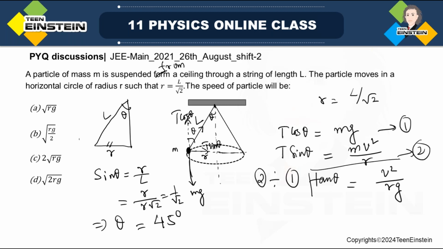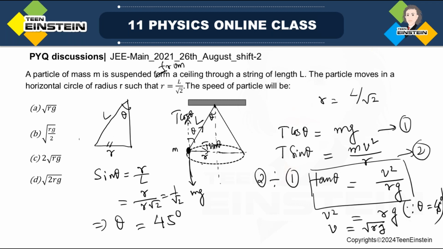Now if I put the value of theta, theta is 45 degree, then I get v square is equal to rg, as tan 45 degree is 1. So what will be v? The speed will be square root of rg. First option will be the correct answer for this question. All right, so this was a medium tough question, but not very tough.